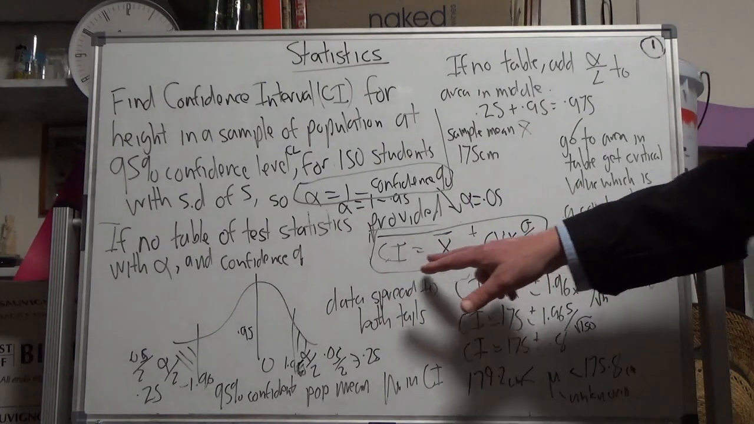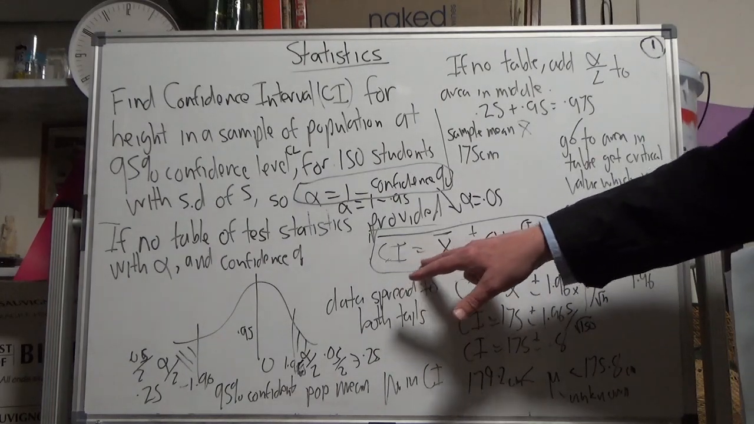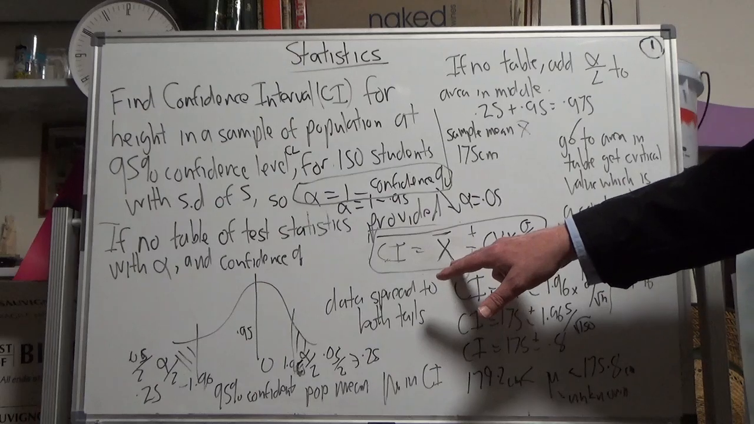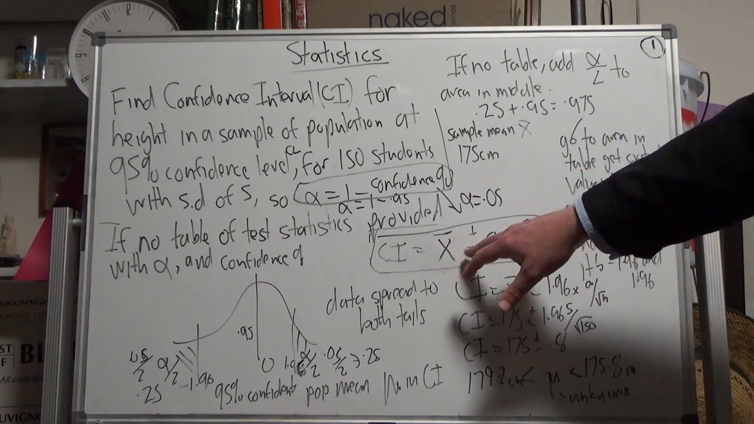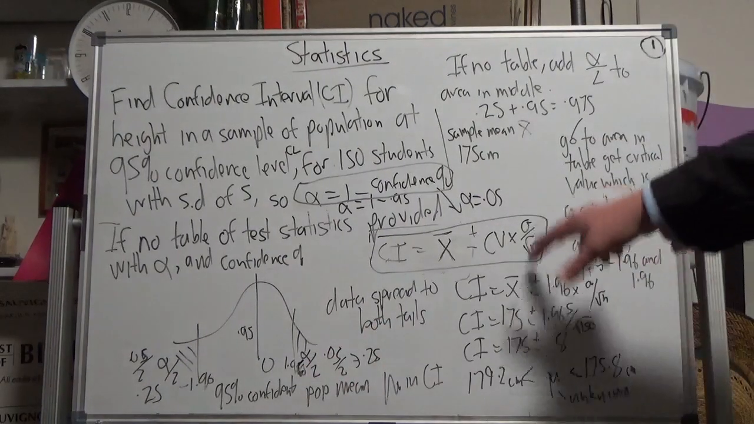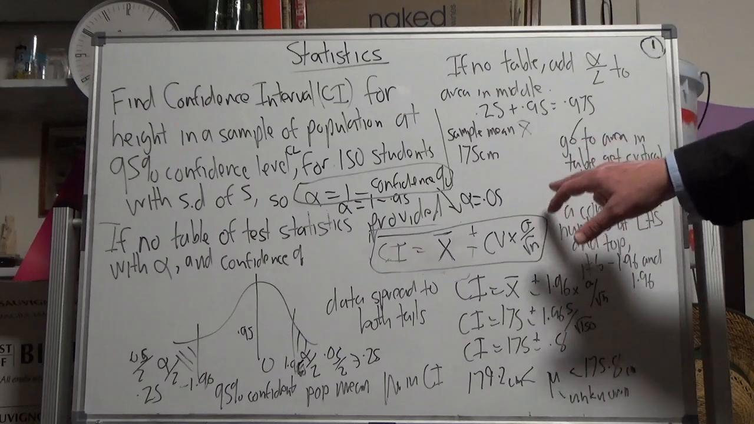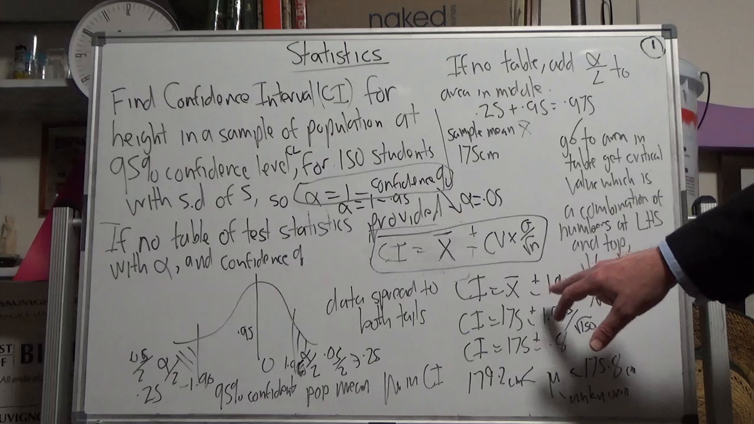So we know all this. It's just about plugging it into the formula. Confidence interval equals the sample mean, which is, we said, 175 centimetres in this survey, plus or minus the critical value, 1.96, multiplied by the standard deviation, 5, over the square root of the sample size, which is 150 students.